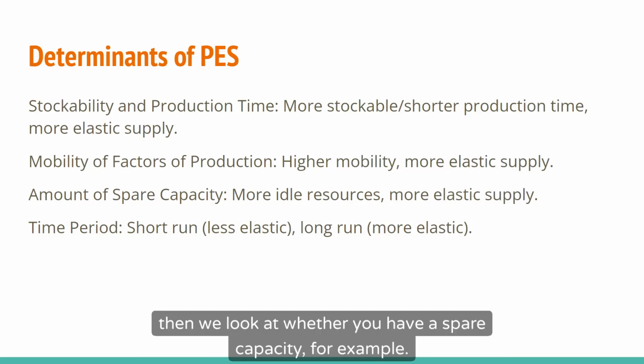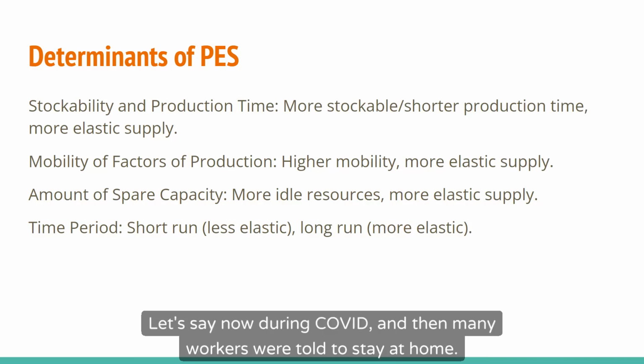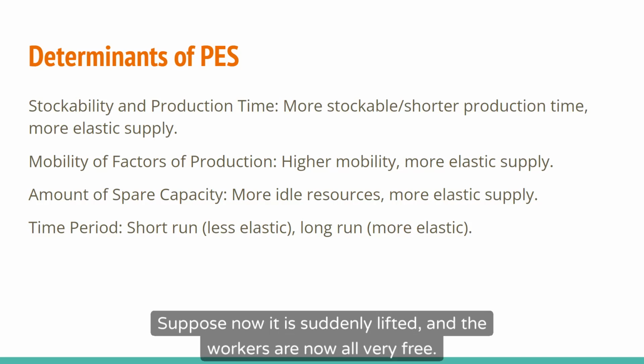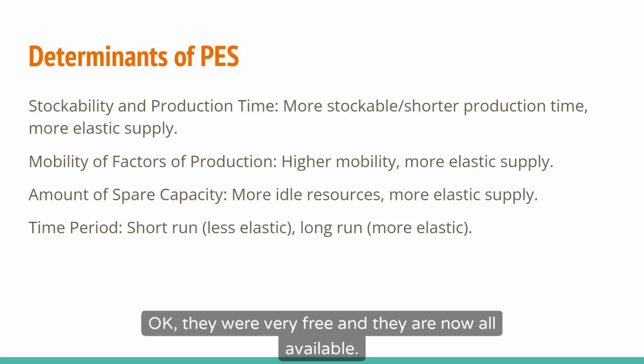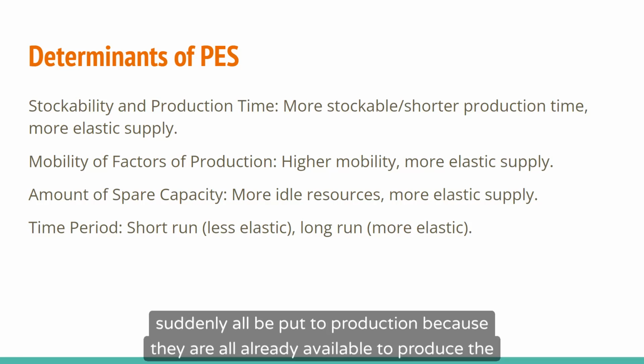Okay, then we look at whether you have spare capacity, for example. So if the firm has many idle resources, right? So idle means that it's not doing anything. Let's say now during COVID, right? And then many workers were told to stay at home. They cannot be all coming in at the same time. Suppose now it is suddenly lifted, right? And the workers are now all very free. Okay, they were very free and they are now all available. So if the price of the output of the product is now much higher, then the workers can suddenly all be put to production because they are all already available to produce the items, right?